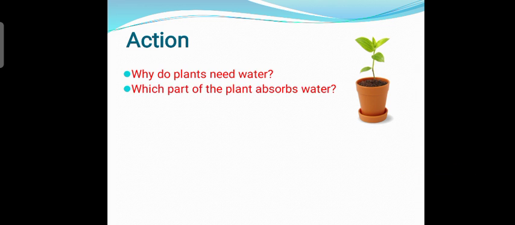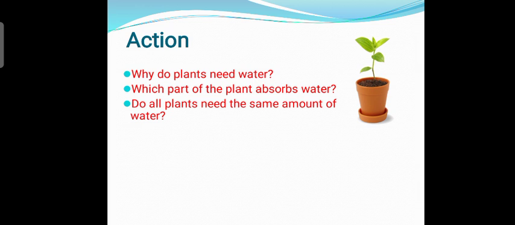Students, observe this plant and try to answer these questions. Why do plants or seeds need water? So seeds need water for the germination. Which part of the plant absorbs water? Of course, the answer is root. Roots are the part of the plant which are present underground, and they will absorb the water, and along with the water they will supply nutrients to the plant.